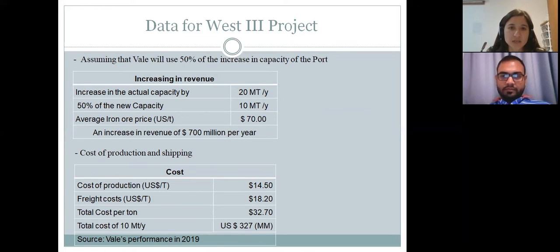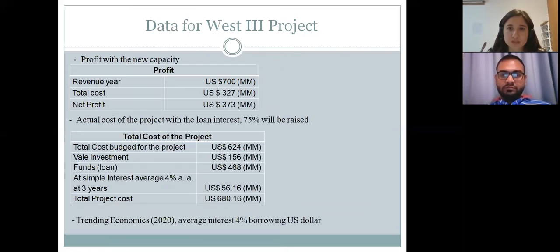So, assuming that at the end of the project, they will use 50% of the increase in capacity of the port, and that at the average price of iron ore of about $70 per ton, the company will have an increase in its revenue of 700 million a year, and also an increase in its cost of production and shipping of about 327 million a year. Therefore, the company will have a net profit of 373 million every year.